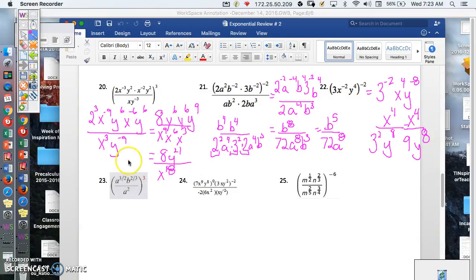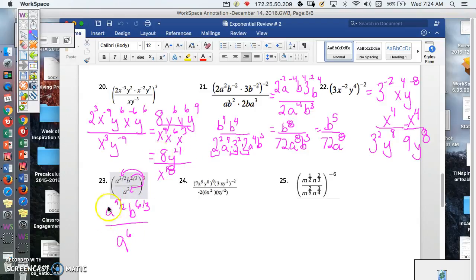All right, taking a look at these next ones here. So the first thing we have to distribute is this 3. So we have a to the 9/2, b to the 2 times 3 is 6/3, over a to the 2 times 3 is 6.